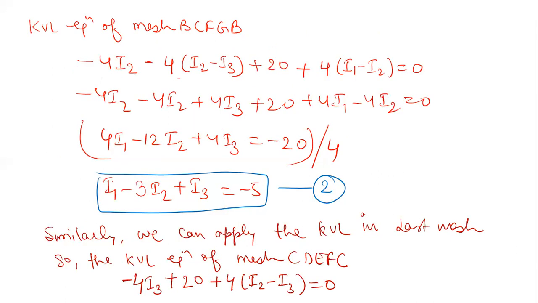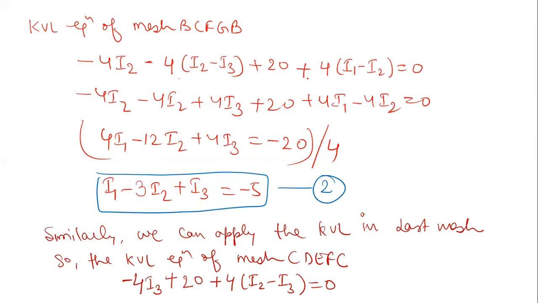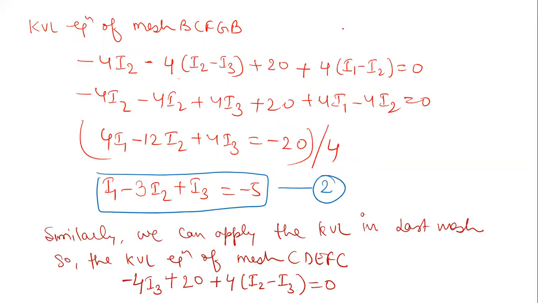So we will take it as negative, and the resistance value is 4 ohm, and the current here is I2 minus I3. Then let us come to this voltage source. Here the current is flowing from minus to plus, and the standard direction is also from minus to plus for voltage. So I have taken it as plus 20.